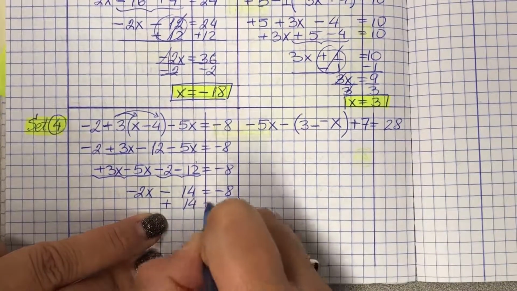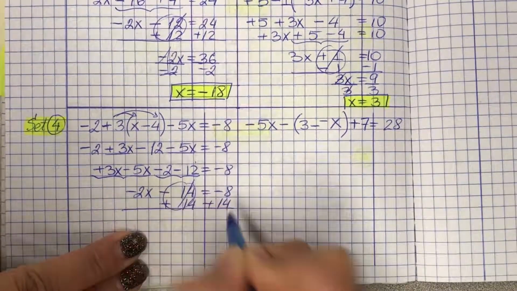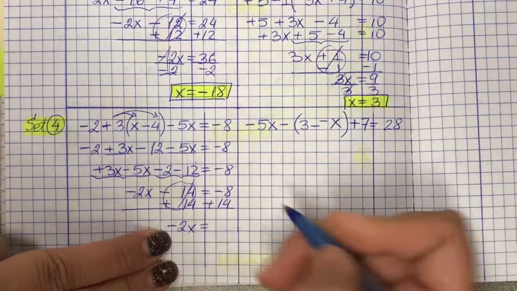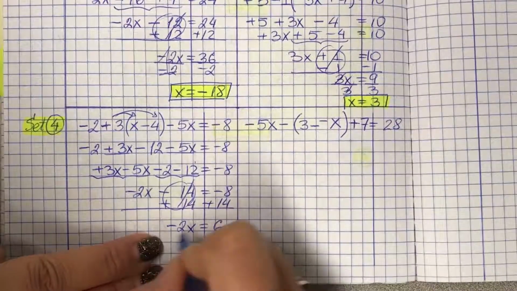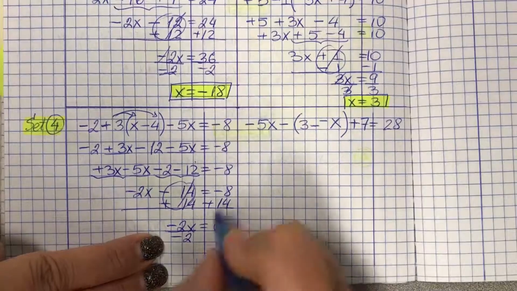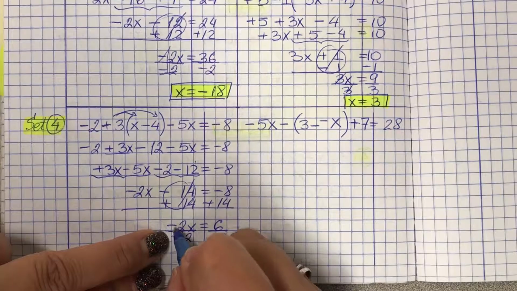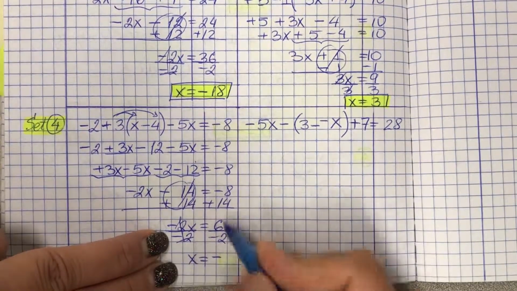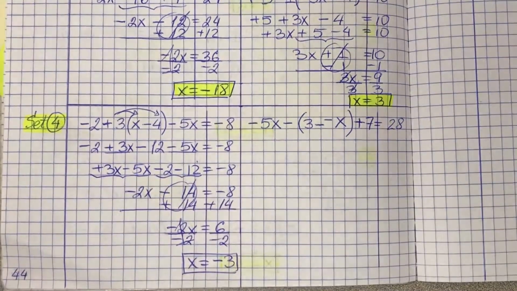First, add 14 to both sides. Bring down the negative 2x. 14 minus 8, 6, positive. Dividing by negative 2, because the variable is multiplied by a negative number, the inverse operation of multiplication is division by the same number. 1x equals x. 6 divided by negative 2 is negative 3.